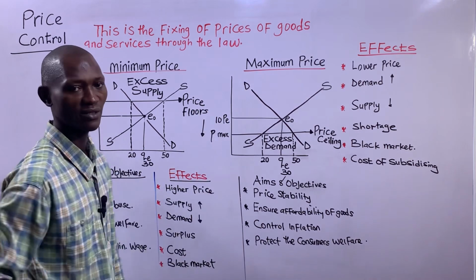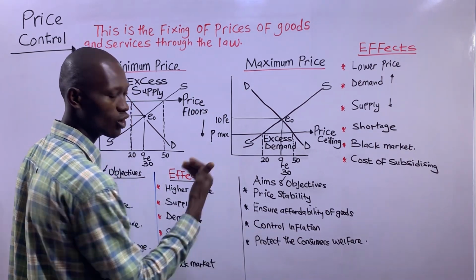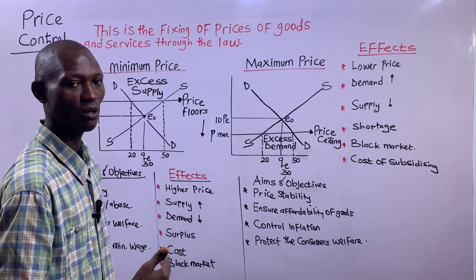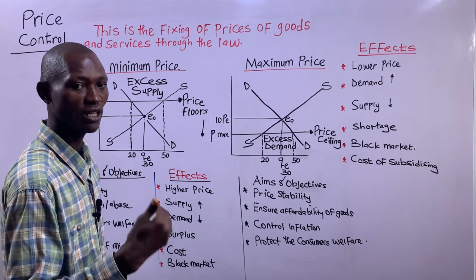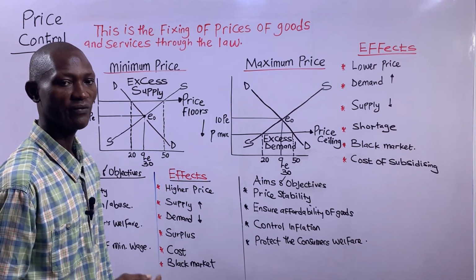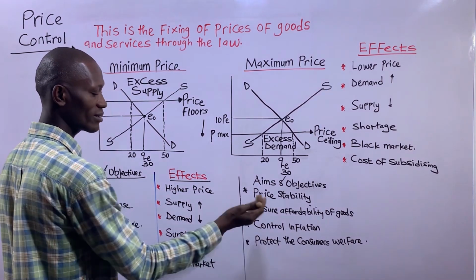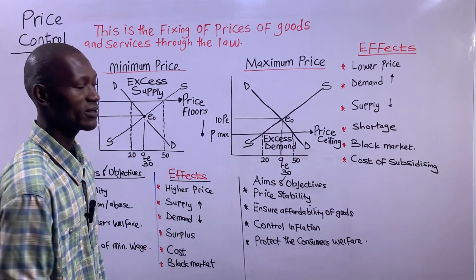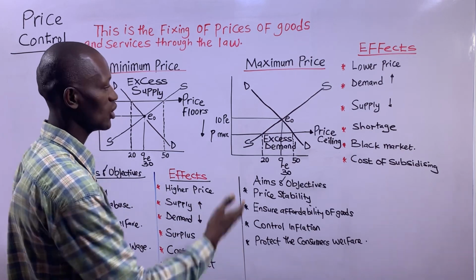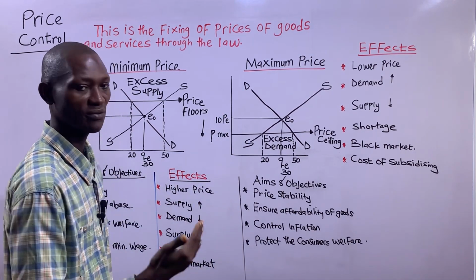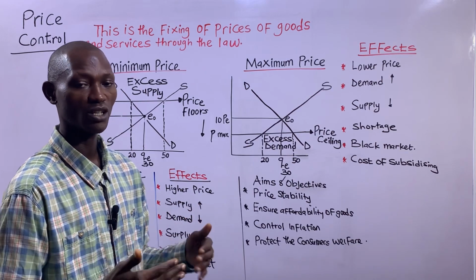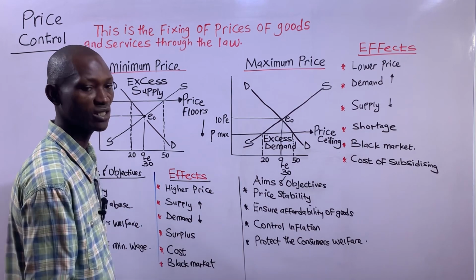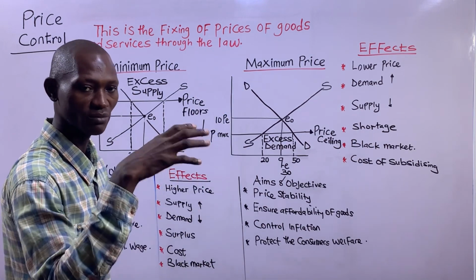So maximum price legislation is aimed at controlling inflation, because when prices are suppressed, when prices begin to plummet, it means inflationary pressures will be reduced, and as a result inflation rates will also reduce. Then lastly, protect the consumer's welfare. This maximum price legislation is designed to help protect the welfare of the consumers, in terms of the standard of living of the consumers increasing and the cost of living reducing. So if cost of living is to be reduced, then prices have to be downplayed.